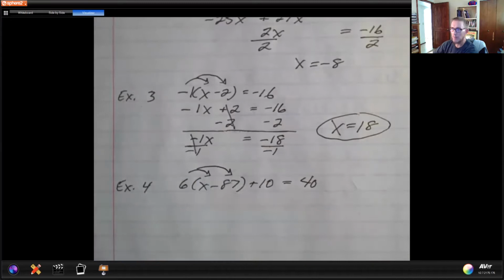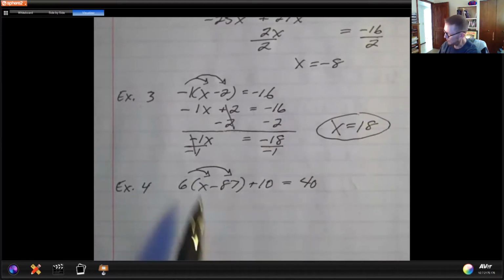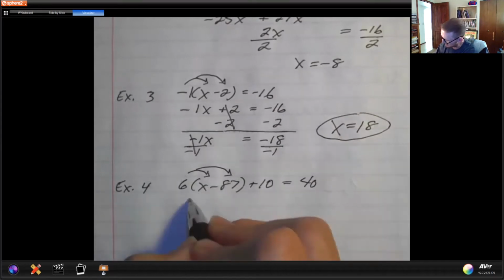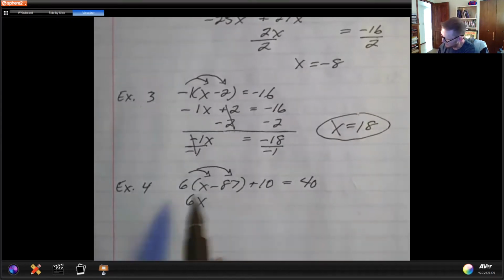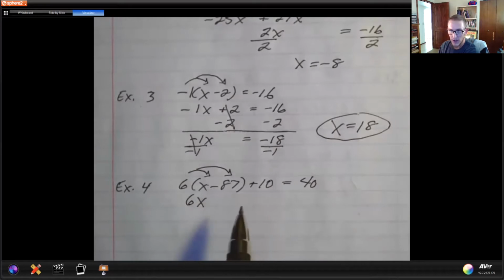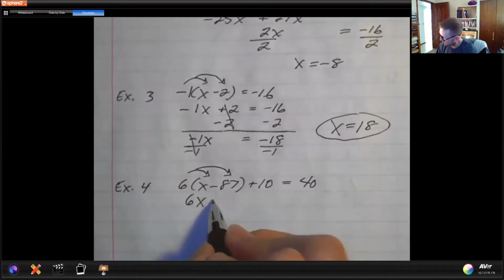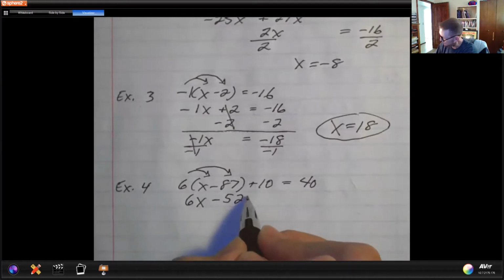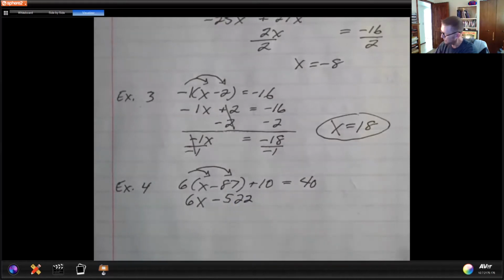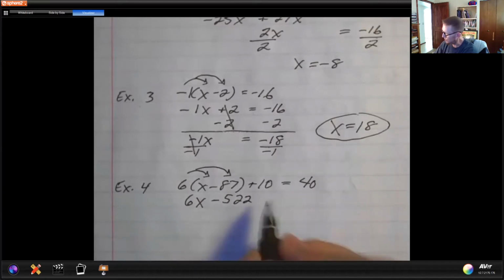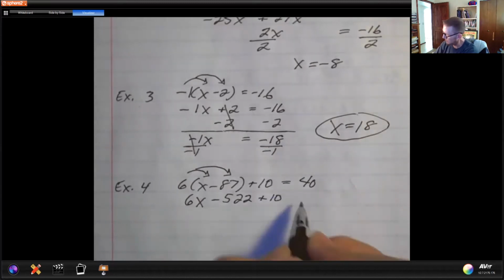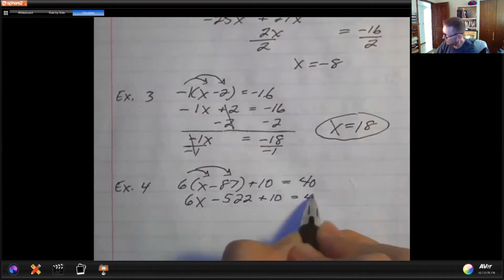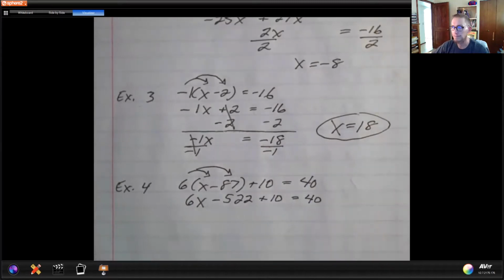the 6 into the x and the -87. Well, 6 times x is 6x. 6 times -87, we're going to get -522. I'm going to bring down the +10, bring down the equals, bring down the 40.